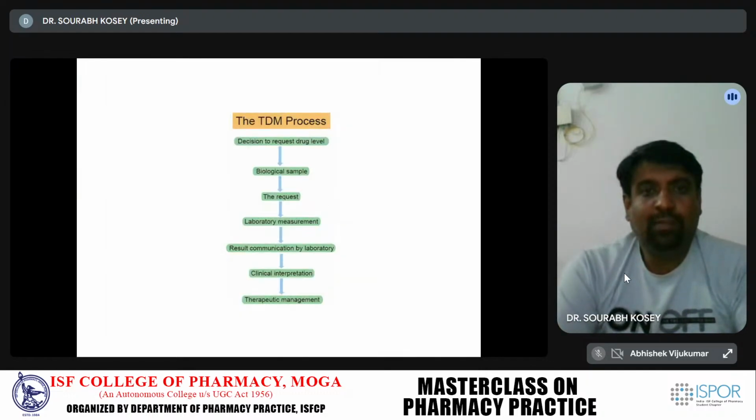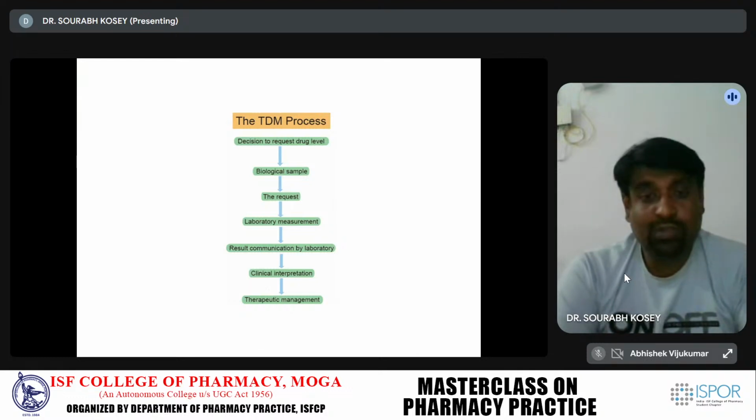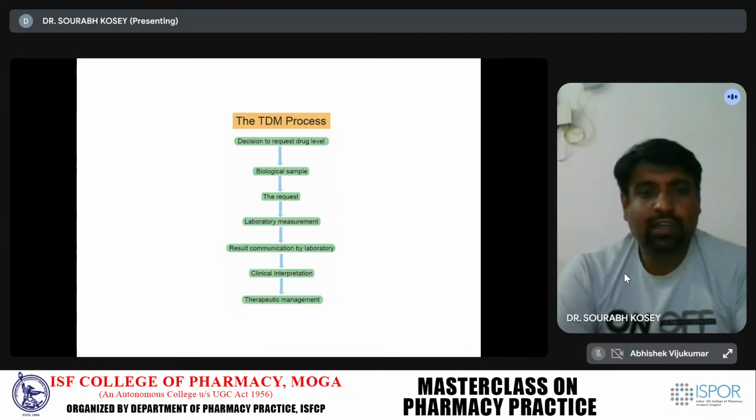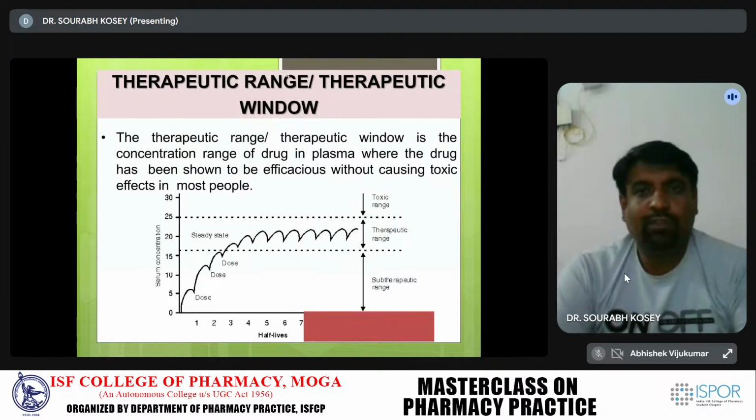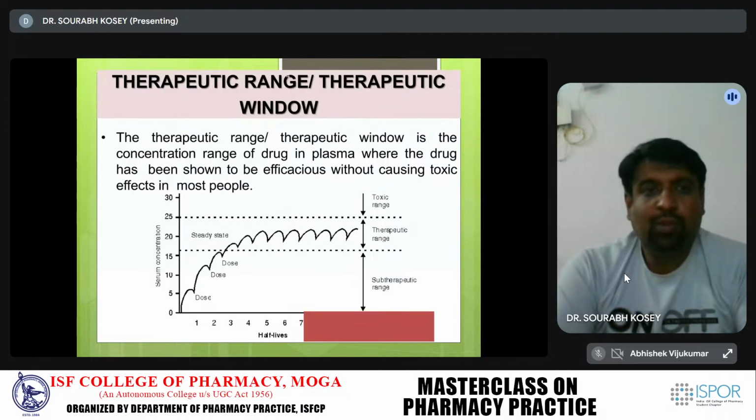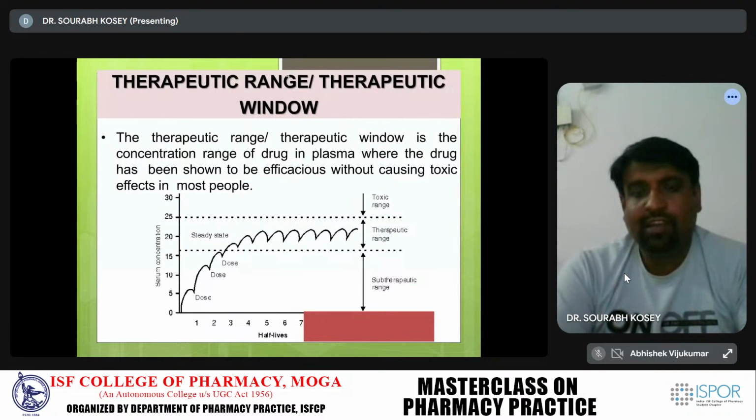So, what is the process of therapeutic drug monitoring? We need to see the level of medicine in the blood through biological samples, a request form, laboratory management, and communication of the result by the laboratory for clinical interpretation, which leads to a strong establishment of standard treatment guidelines and the management and treatment of certain diseases. The therapeutic range, or therapeutic window, is the concentration range of a drug in plasma where the drug has been shown to be efficacious without causing toxic effects in most people.